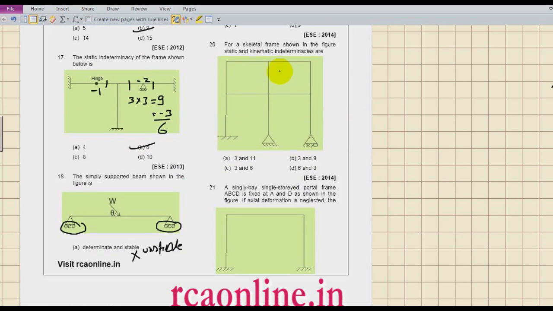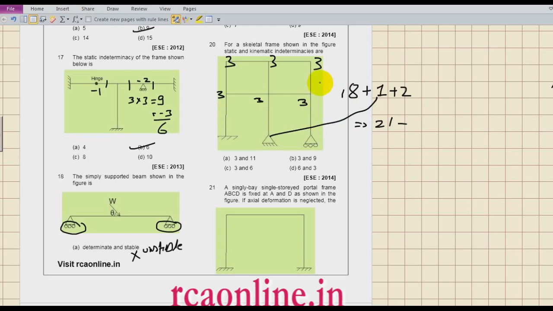Now see again kinematic indeterminacy. So 3, 3, 3, 3, 3, 3. So how much do you get? You get 18. Plus because of the hinge you get 1. Because of the roller you get 2. So how much is the total? 21.